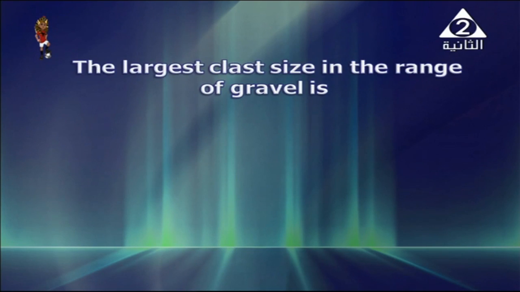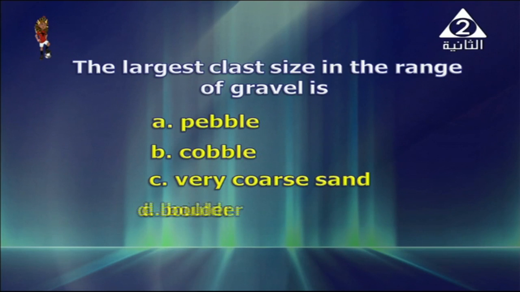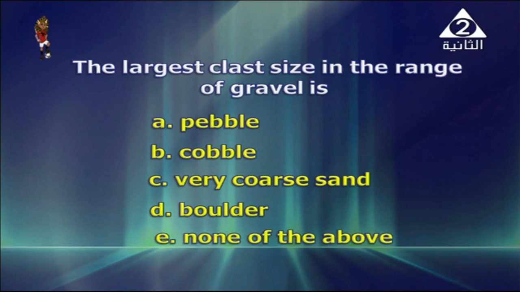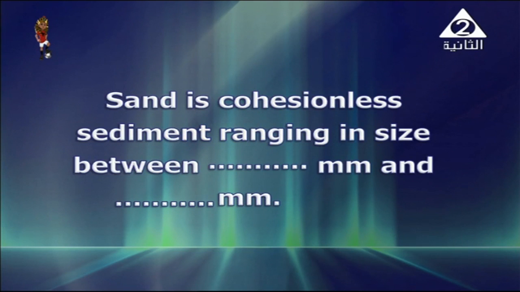The largest class size in the range of gravels is it called the pebble, cobble, very coarse sand, boulder, or none of the above? As you know, my dear students, this is the largest size of gravels. It is boulder. Sand is cohesionless sediments ranging in size between which millimeter and which millimeter? The range of the sand size is 0.06 to 2 millimeters.